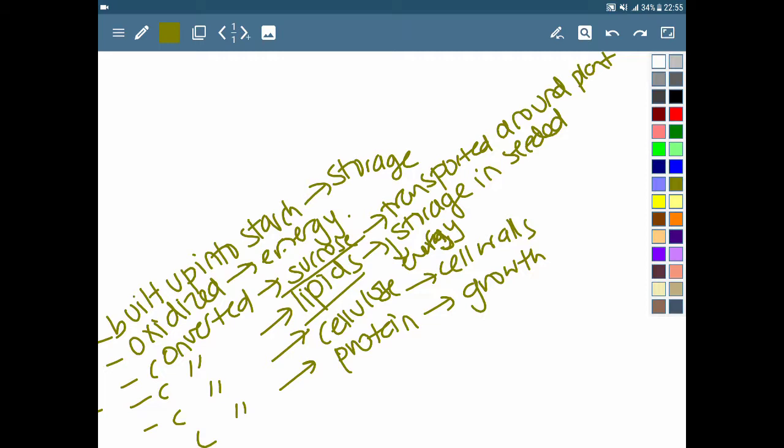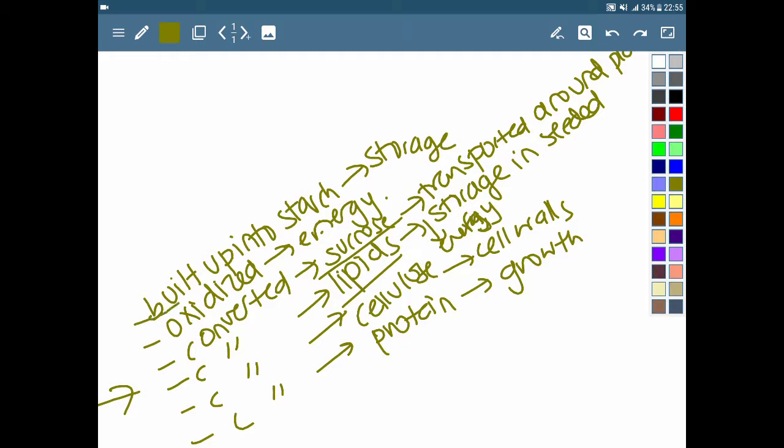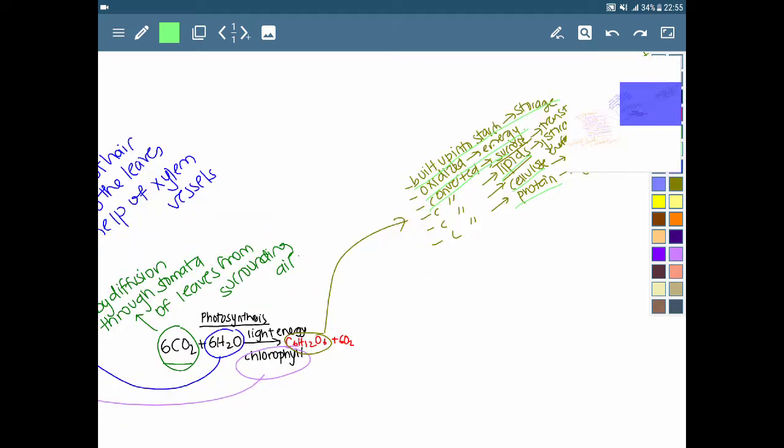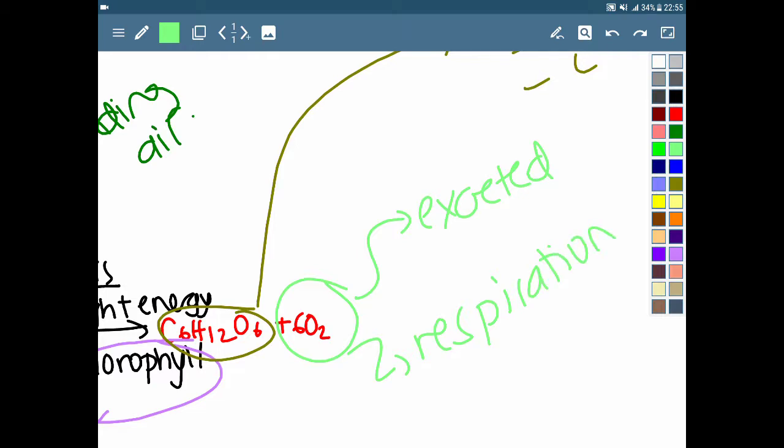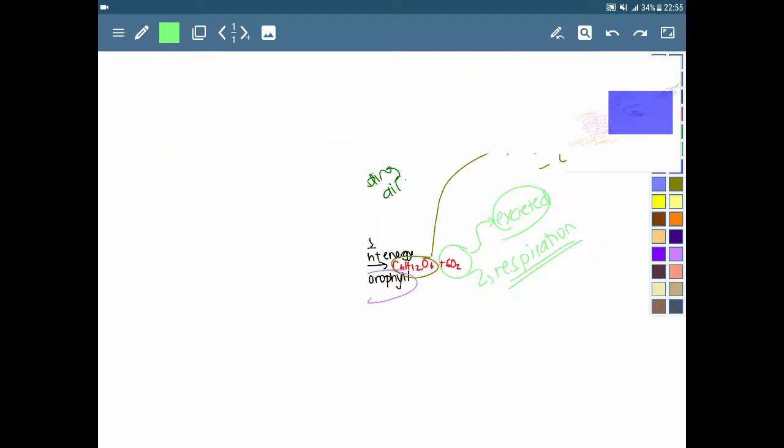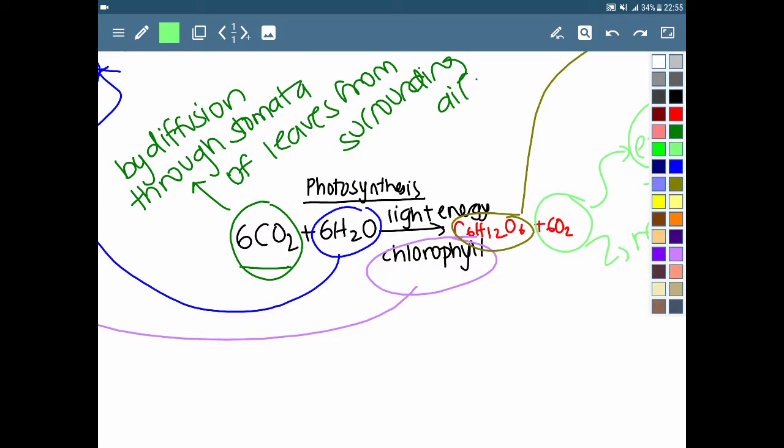So the main uses of glucose are that it is built up into starch for storage, oxidized for energy, converted into sucrose, converted into lipids, converted into cellulose, converted into proteins. And those are the reasons why. And this oxygen is either excreted by diffusion through stomata, or it is used in respiration. If not used in respiration, it is excreted. Now that is photosynthesis, but those are the main things.